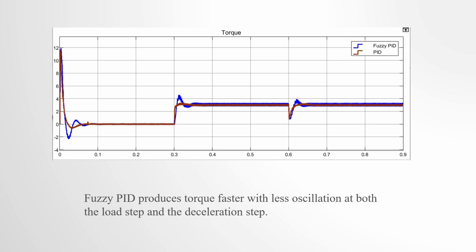At 0.6 seconds, with the speed step down, torque briefly goes negative to brake the rotor. Again, the fuzzy controller settles quicker. Steady-state torque is the same, so the improvement is in transient quality, smaller overshoot and shorter settling time.